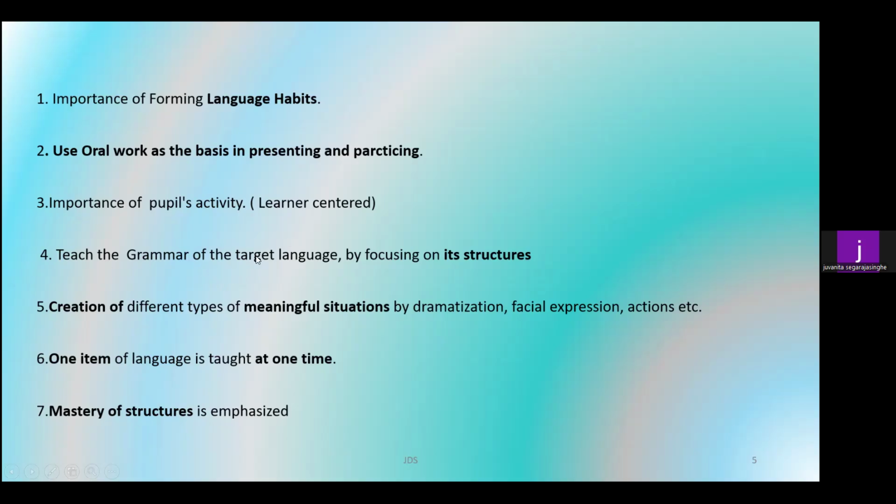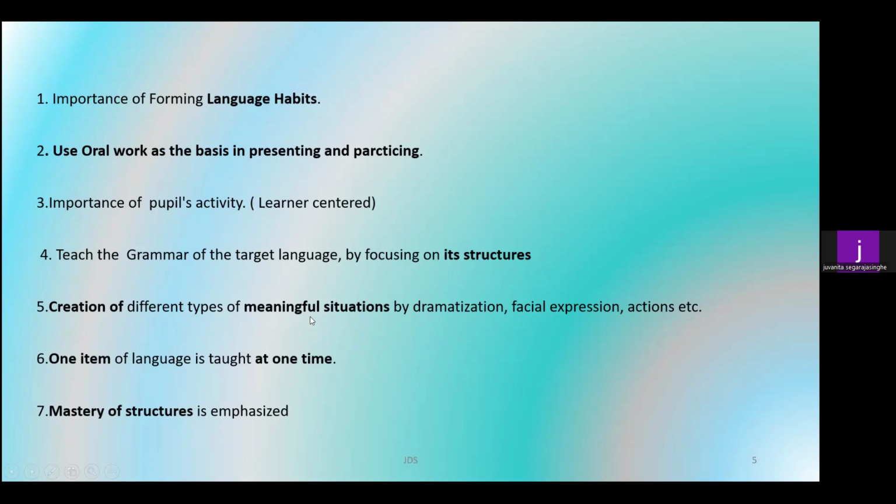Teach the grammar of the target language by focusing on its structures. That is another principle, just like using drilling and oral work, using the structures to teach the language. Not only structures, even basic vocabulary is taught. Without vocabulary, you can't expect them to use the structures in isolation. Therefore, even basic words are taught.